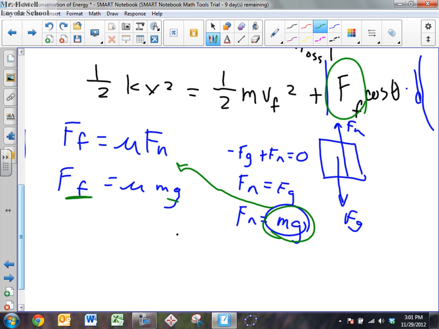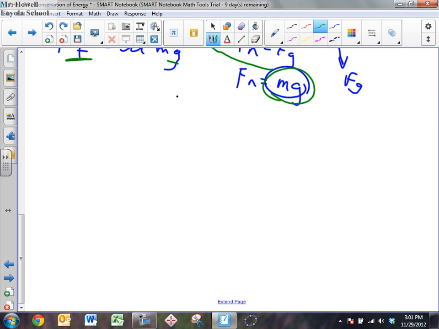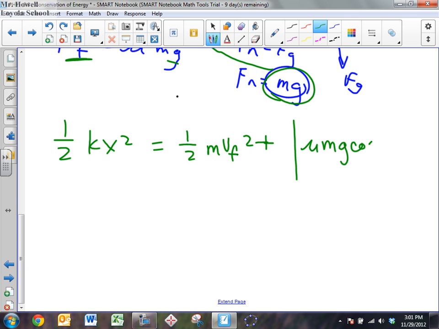What we're going to get, and we're just about done, what we're going to get for our equation now is 1/2 kx squared equals 1/2 mvf squared plus absolute value mu mg cos theta d. And these are all times. Everything's times in between them.